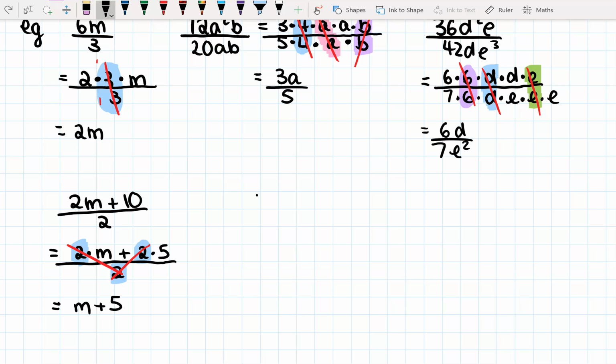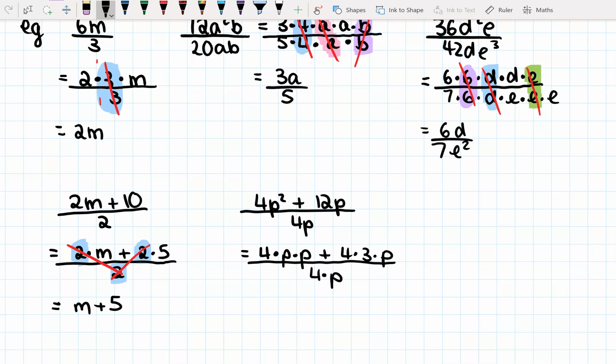Okay, so let's say that we have 4p squared plus 12p divided by 4p. Okay, so let's have a think here about what we've got. We need to write these as their factors. So 4p squared is the same as 4 times p times p, plus 12p is the same as 4 times 3 times p, and in our denominator we just have 4 times p. Okay, so here we can again look, and you need to think of things that are in all three terms here. So we have a 4 here, a 4 here, and a 4 here. That means those 4's can be cancelled.